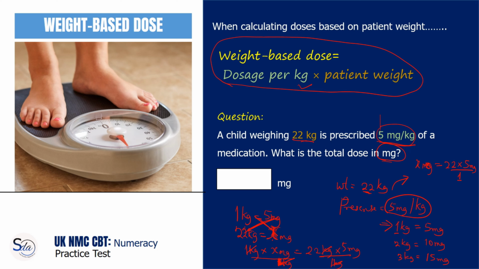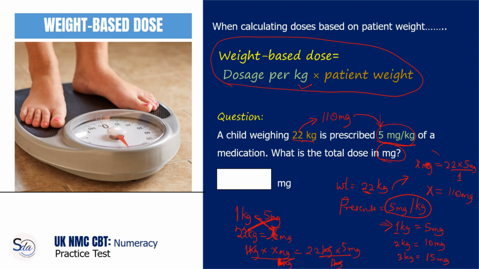So you can just get this off. Now you're going to multiply 22 by 5, and you know what that is. 22 times 5 is equal to 110 mg. So X here is 110 mg. What this means is that a patient who weighs 22 kilograms will be given 110 milligram of the medication as per what you got on here.